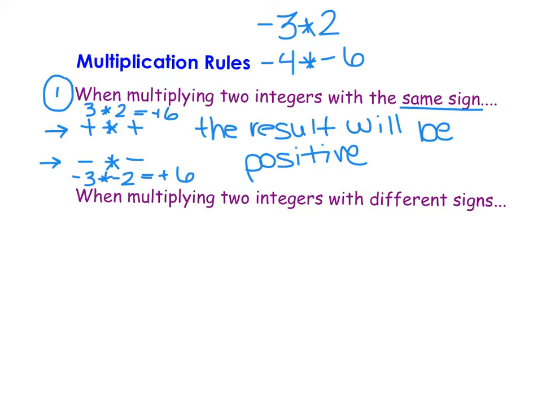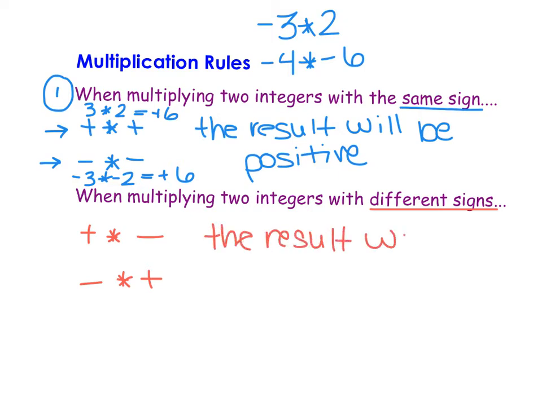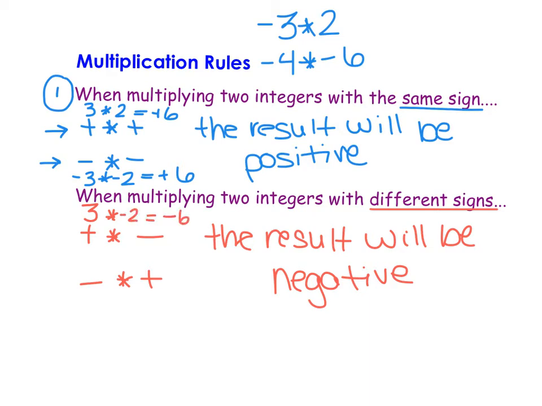Then on the flip side, when you're multiplying 2 integers with different signs, so say you have a positive times a negative, or a negative times a positive, the result will be negative. So for example, say we had a positive 3 times a -2. 2 different signs make it a -6. Same thing with -3 times a positive 2. 2 different signs make it a -6.